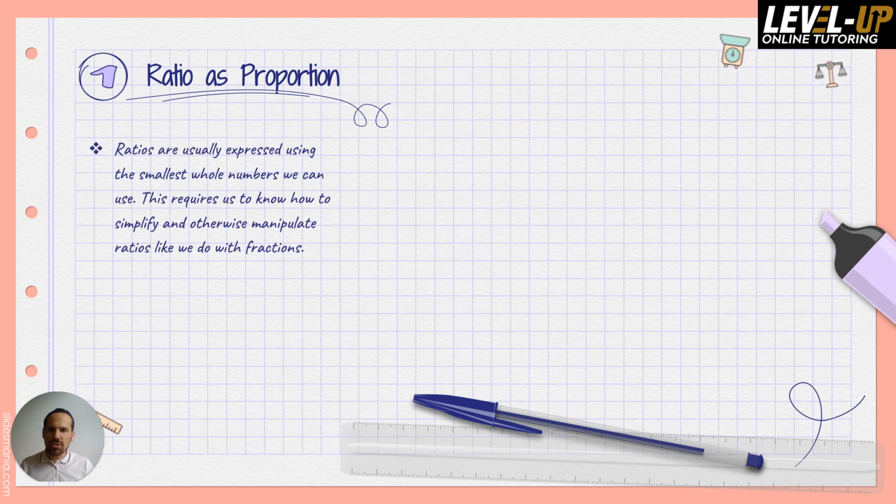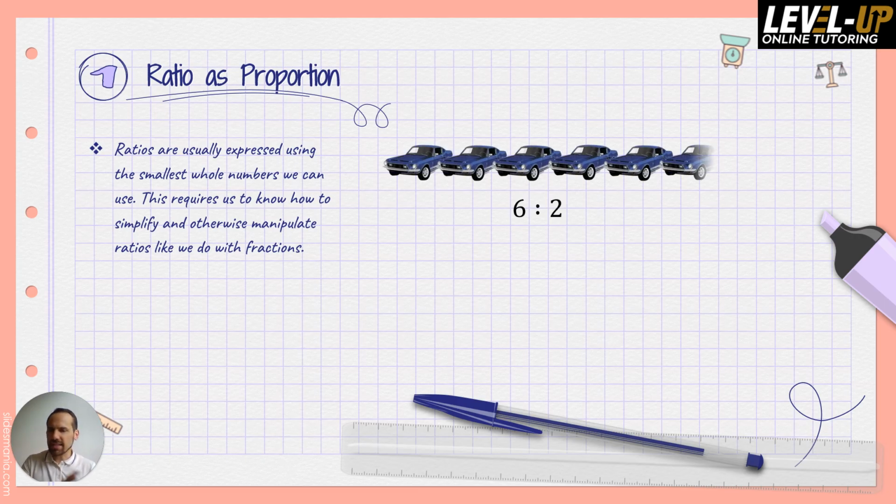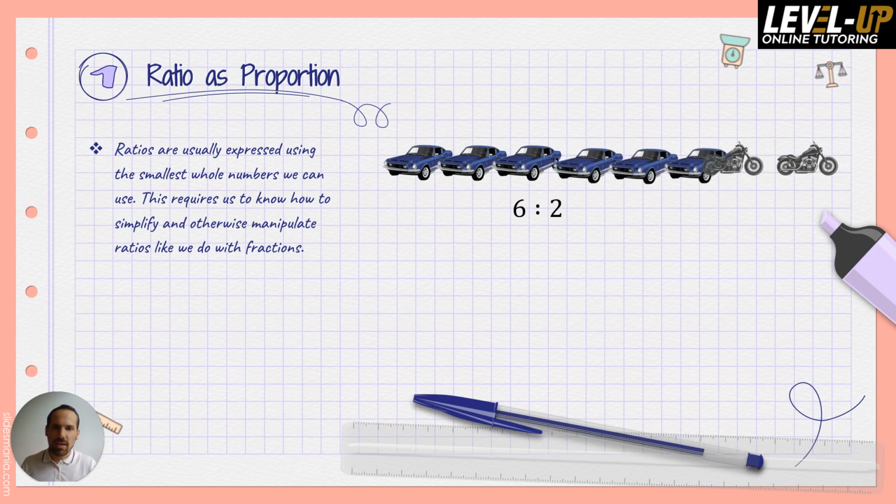Ratios are usually expressed using the smallest whole numbers we can use. Very similar to how we do with fractions, where we want to simplify those fractions by making numbers smaller. We do that similarly with ratios. Say here we have 6 to 2, and that could represent something like a lot selling vehicles, where you might have 6 cars and 2 motorcycles.